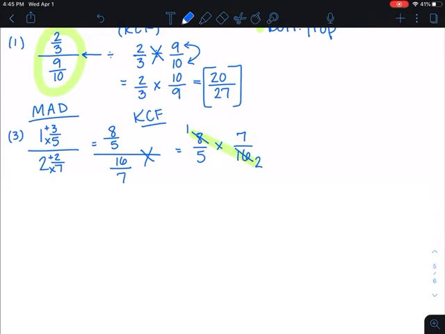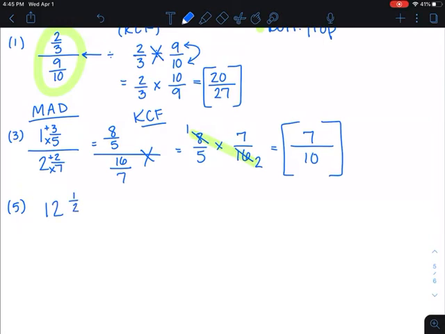Another way you could have thought about it, if you realized that 8 went into 16, you could have just done 8 divided by 8 is 1, and 16 divided by 8 is 2. 7 and 5, they're both prime numbers. The only thing you can divide them by is 1. So let's multiply now. 1 times 7 is 7. 5 times 2 is 10. This cannot be simplified, therefore this is your final answer.